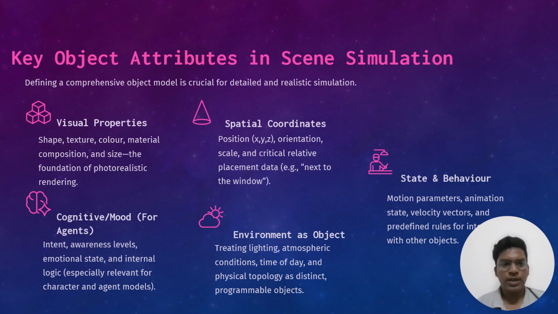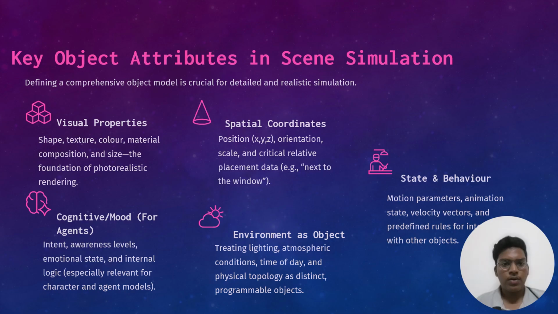Key objects in scene simulations. Defining a comprehensive object model is the foundation of detailed and realistic simulations. Visual properties: shape, color, texture, material composition, and size for photorealistic rendering.